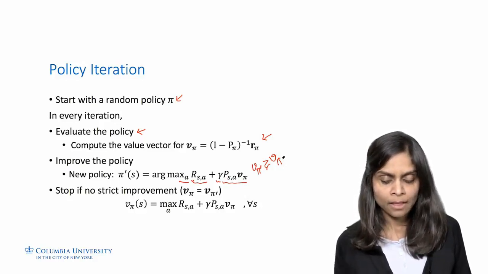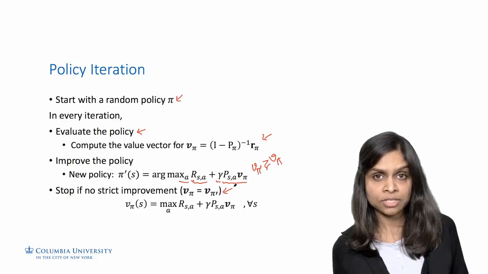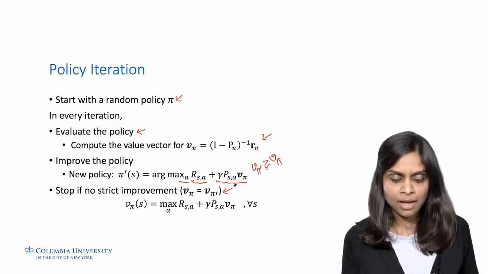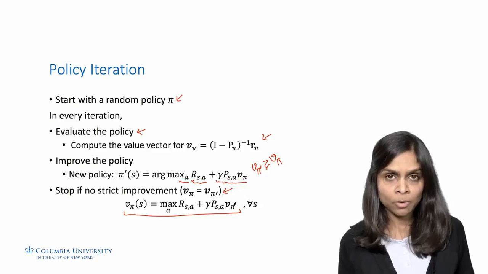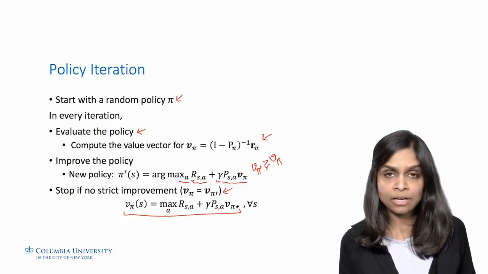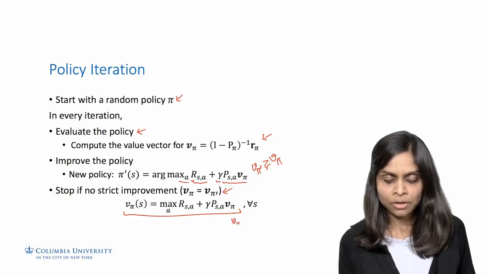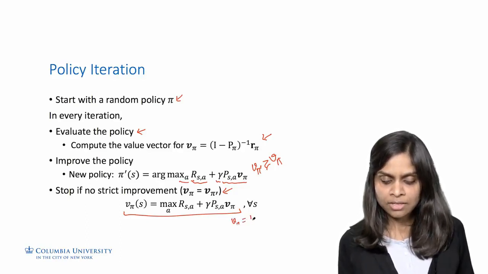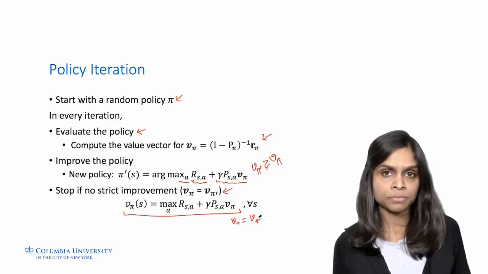This process stops if we find in an iteration a new policy which has exactly the same value vector as the old policy. At this point, we know that the new policy or the old policy satisfies the Bellman optimality equations. So we know that the value vector of the policy we have is equal to the optimal value function, and the policy is an optimal policy.